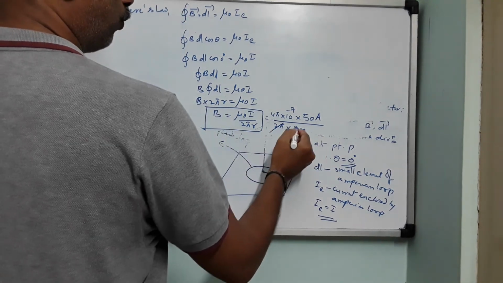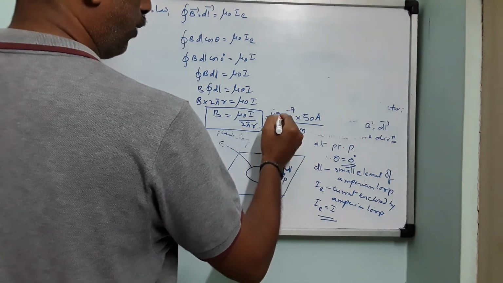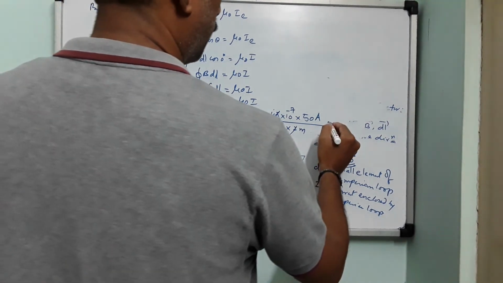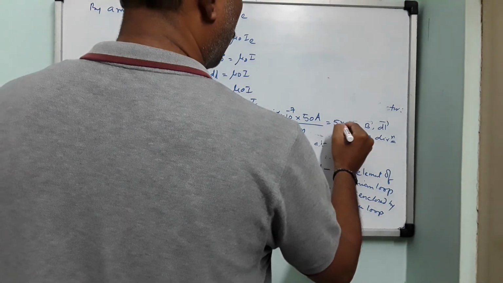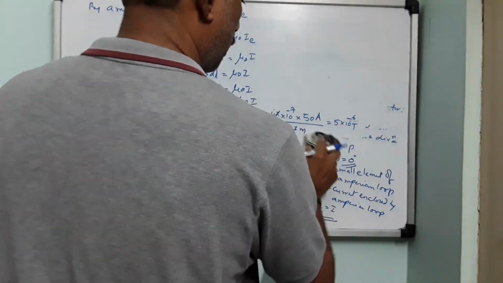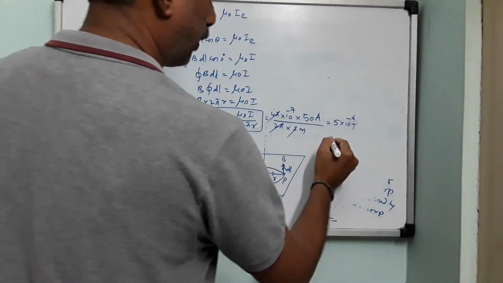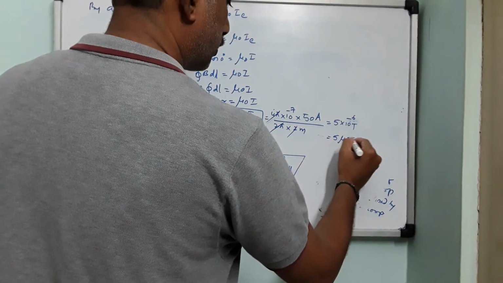So 2 pi into 2 is 4 pi. 4 pi will cancel here. You will get 5 into 10 power minus 6 Tesla. This is nothing but 5 micro Tesla.